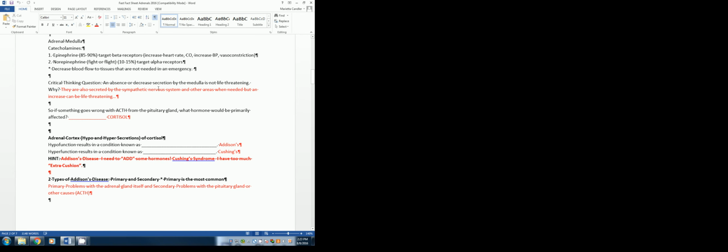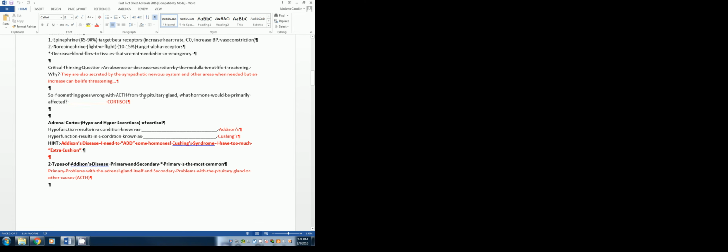So, critical thinking question. An absence or decreased secretion by the medulla is not life-threatening. Why would you think it wouldn't be life-threatening in the medulla? Because they're also secreted by the sympathetic nervous system, epi and norepinephrine. So in other words, there are other areas, backup systems, that will increase in life-threatening situations. Because it has a backup system, also secreted by the sympathetic nervous system as well as the adrenal medulla, it will not be life-threatening.